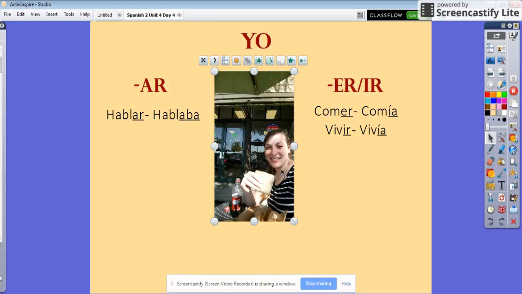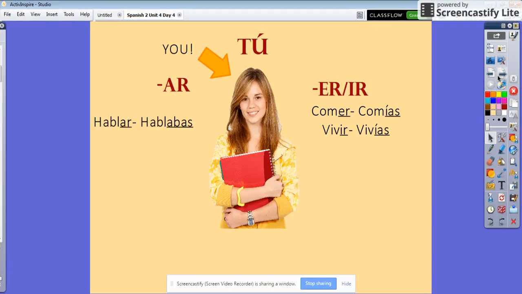Yo comía un sándwich cuando era de niña. I ate a sandwich when I was a kid. Well, probably PB&J, right? All right, going on to the tú form.